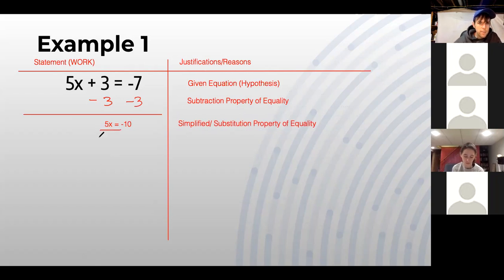The last step is to divide by 5, right? And that obviously is the division property when we're dividing. Dividing both sides, division property of equality. And then what is our answer at the end? We end up with -2. Yep. X equals -2. Again, you can either say that you simplified or you substituted an equal value.